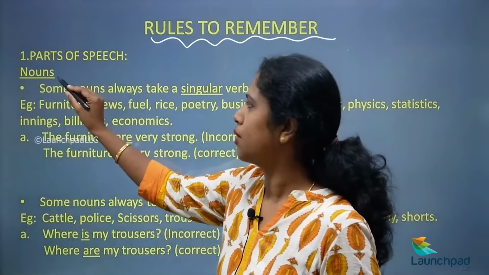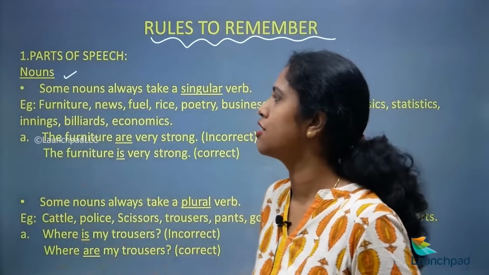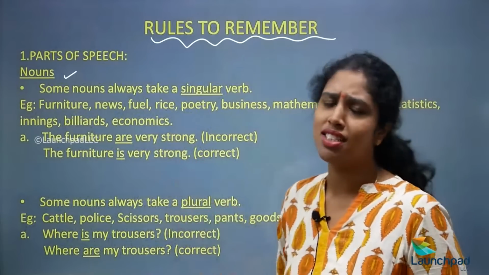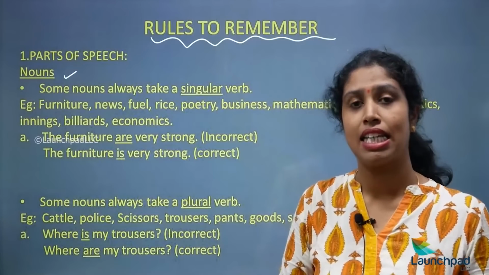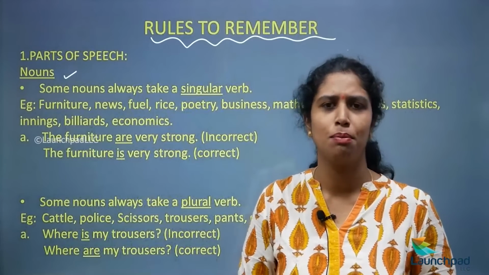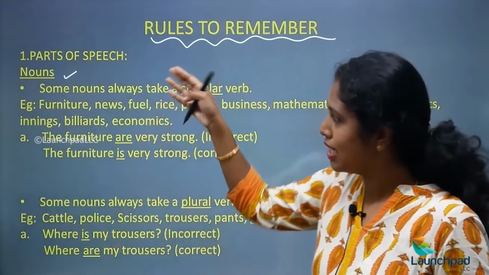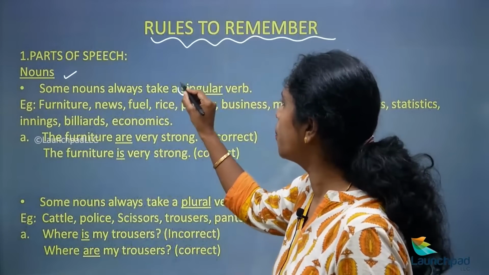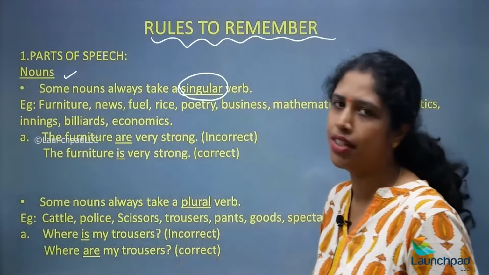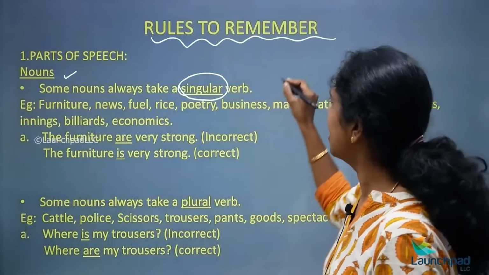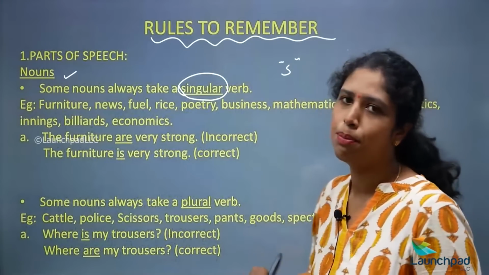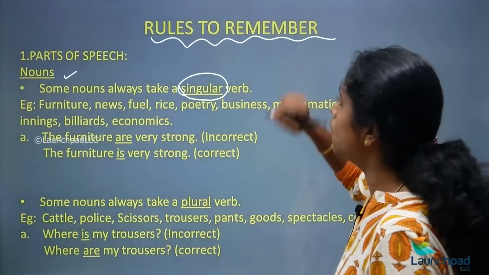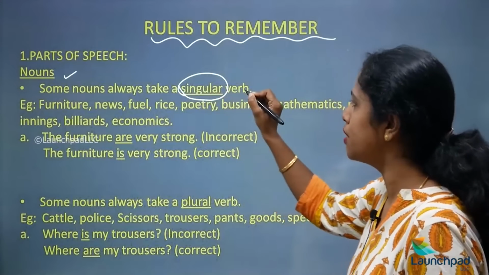So first, in parts of speech, we have nouns. What is a noun? Whenever you represent a name, place, animal, thing or emotion, it is a noun. In nouns, one rule you need to know is that some nouns will always take a singular verb. Anything that ends with S, we would say it's a plural noun, but some nouns will always take a singular verb.